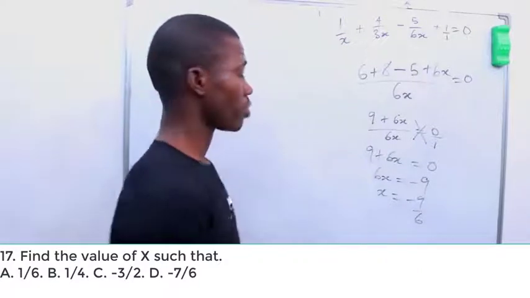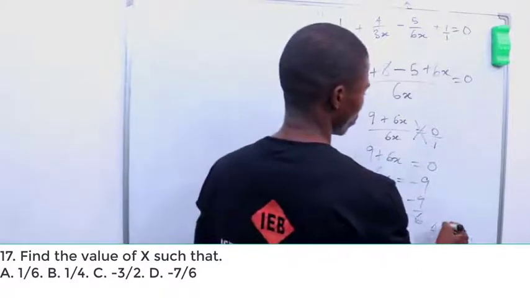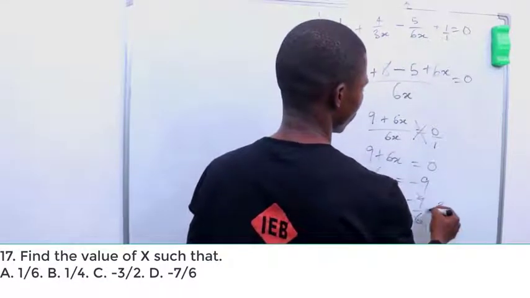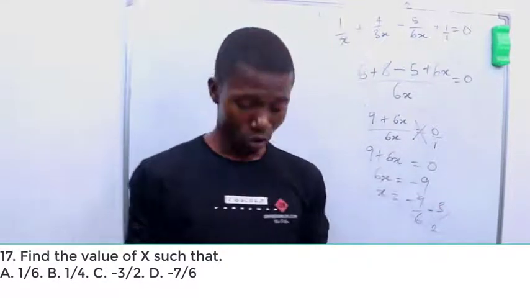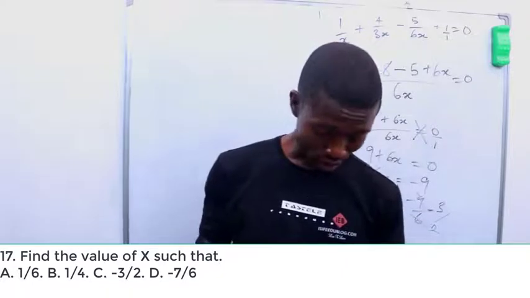You reduce it to the smallest form. When 3 goes into this, it will be 2. When 3 goes into this, it will be 3. That is minus 3 over 2, which is option number C.